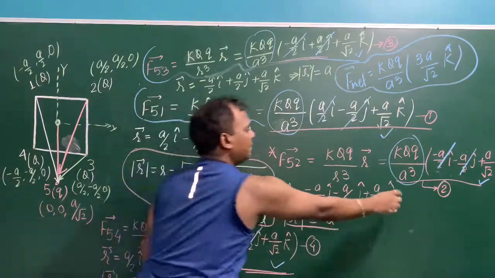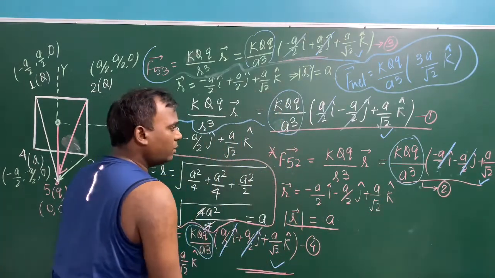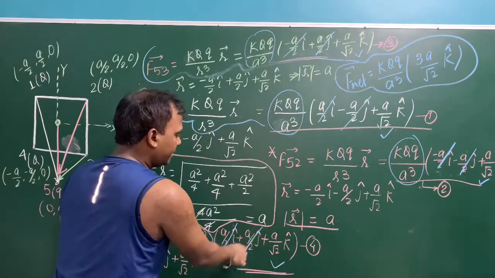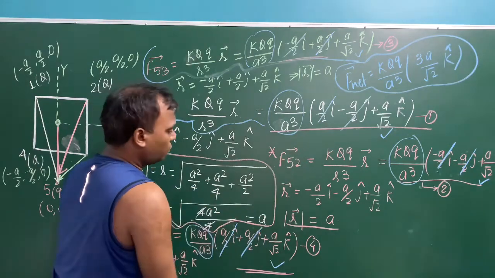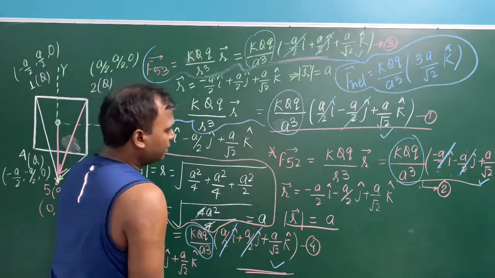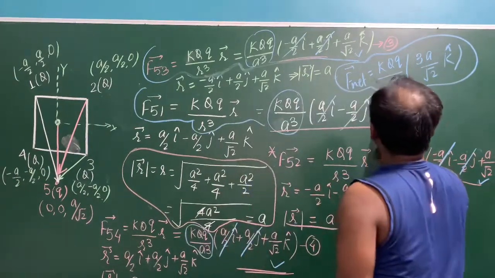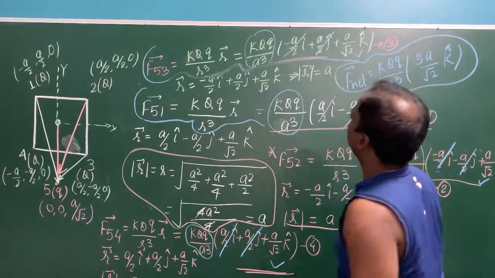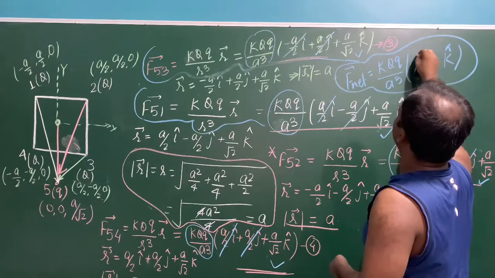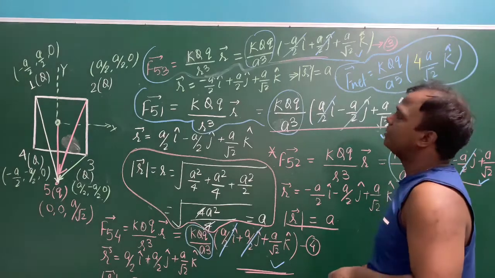Now look here, equation number 2. This is minus a by 2 and this is plus a by 2, so it gets cancelled out. And this is minus a by 2 j cap, this is plus a by 2 j cap, that's why this term also cancels out. Now a by root 2 and a by root 2, again all these terms are positive, so will remain. So there are 4 terms of a by root 2. So the net will be 4a by root 2 k cap. So this is the net force on the fifth charge.